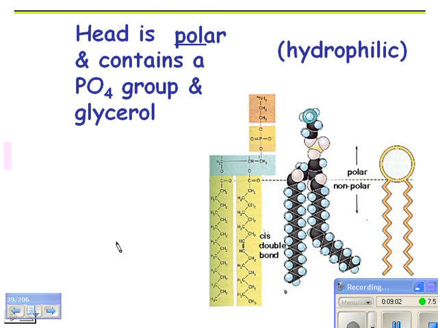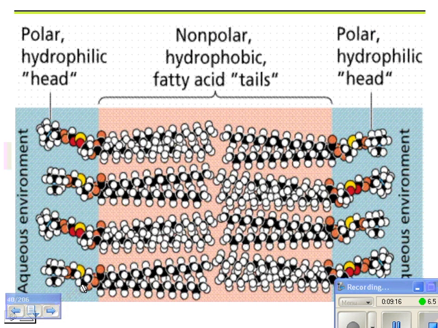The head is hydrophilic, meaning I love water, meaning it mixes with water. So here's what it looks like when you put a bunch of them together. These are the heads, and then the tails kind of spread out like this.